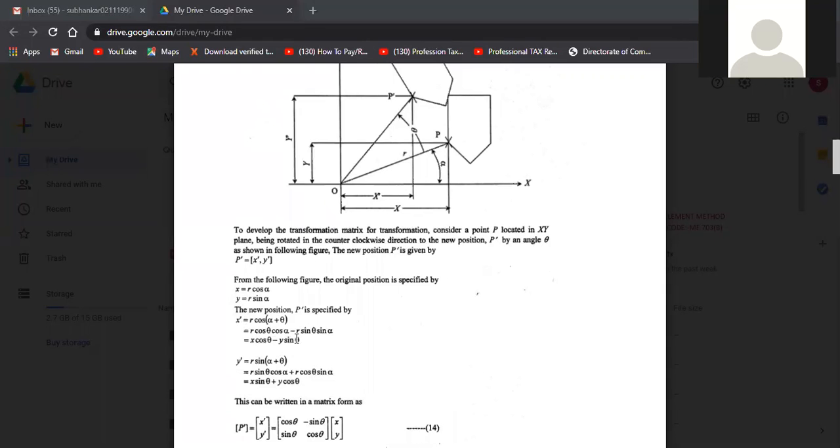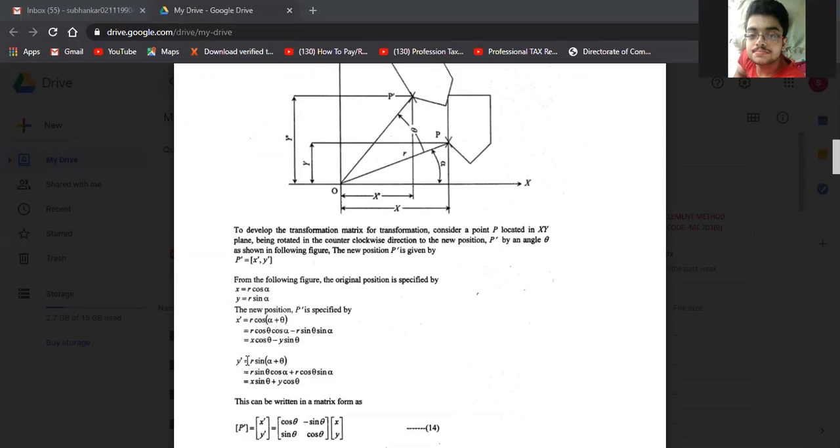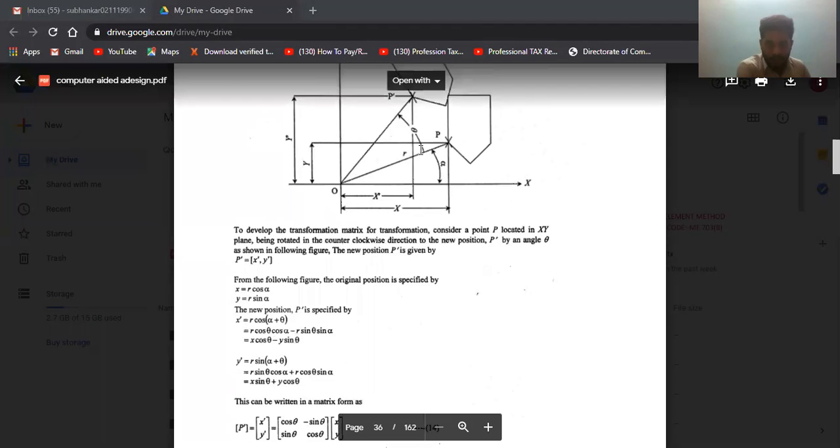Fine. Same concept I will use to find out the value of y dash also. Y dash will be what? R sine of alpha plus theta.